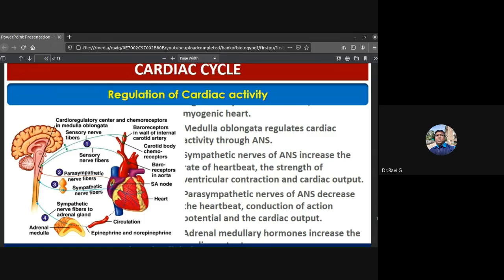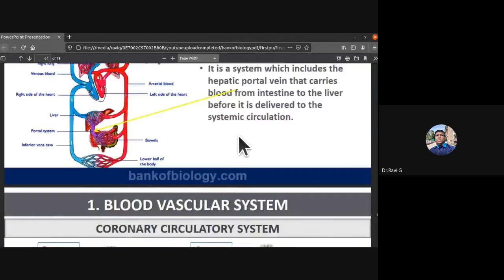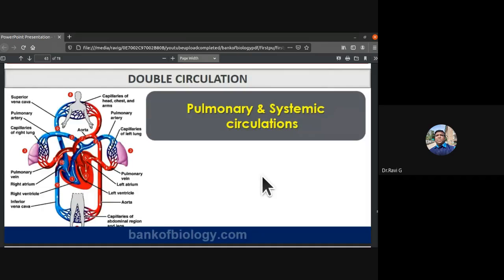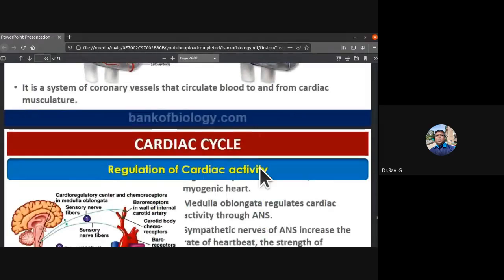So we'll be continuing with this. In the previous class, we had discussed the coronary circulatory system, the hepatic portal system, then the pulmonary and systemic circulations, the double circulation. Now, how is the cardiac activity regulated?